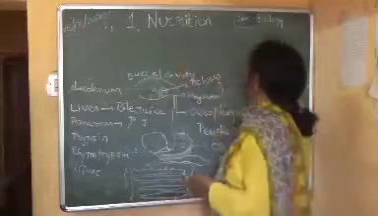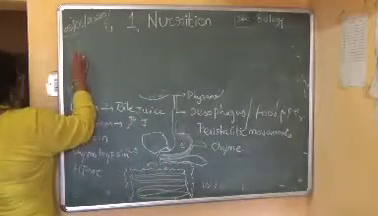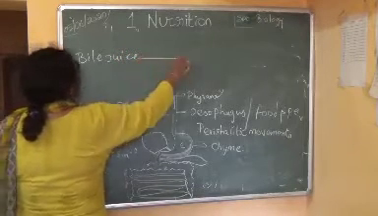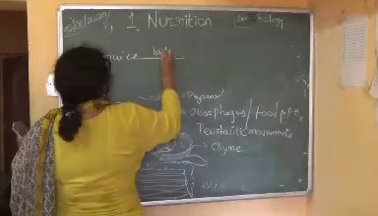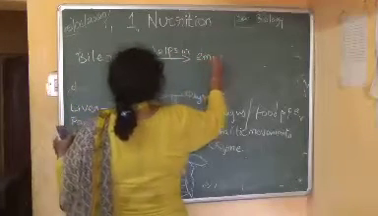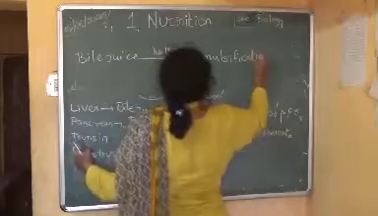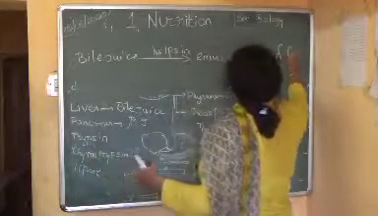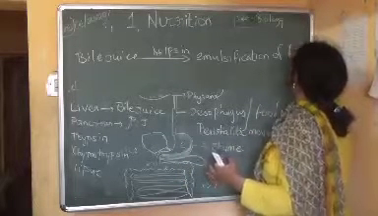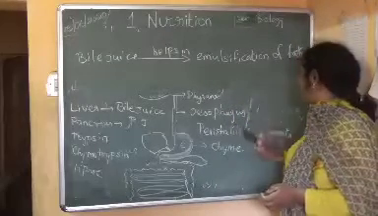These bile pigments help in the emulsification of fats. You should remember the word. Bile juice helps in emulsification of fats. Okay, clear? Bile juice helps in emulsification of fats. What is emulsification?